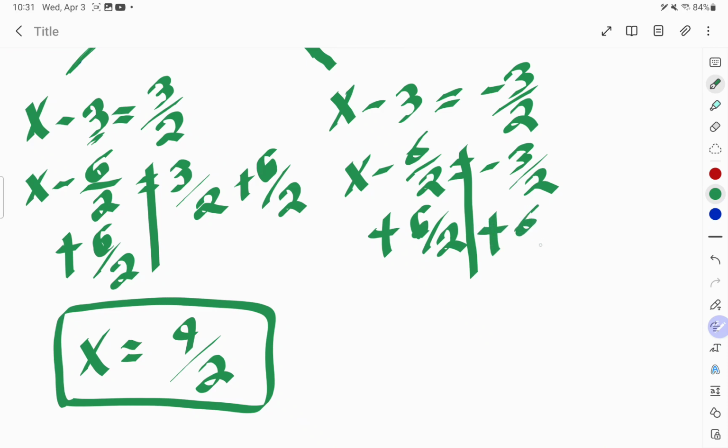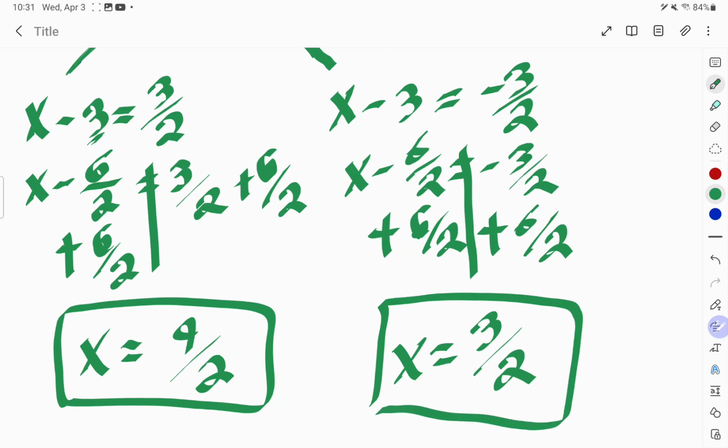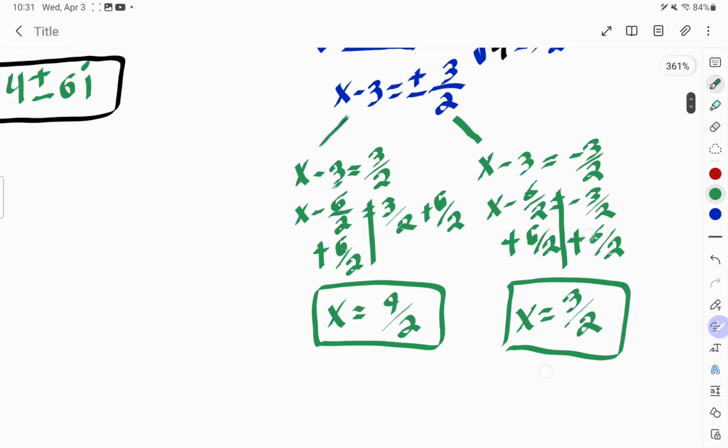Now that's the difference. So then I'm going to go ahead and subtract them. They have different signs. So my answer for this one is actually x is equal to 3 over 2, which basically stayed the same. So there we go. That is my answer for this problem.